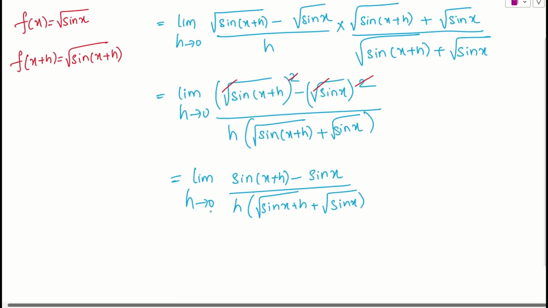So what should I do? See, if I simply substitute h equal to 0, what will we get? Sine x minus sine x, which is 0. I am getting 0, but that is not correct. So what should I do?